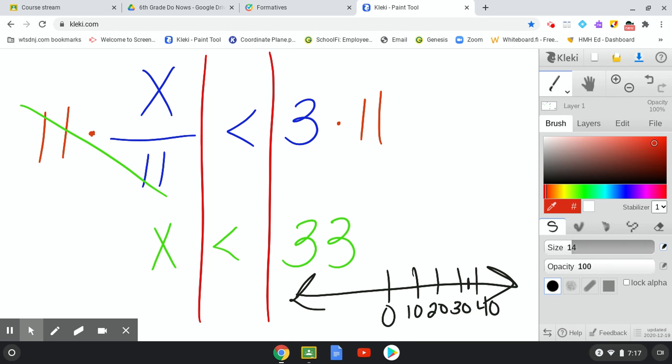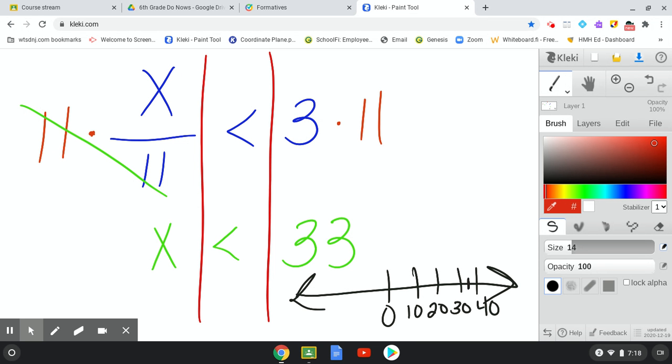And I look to see that my variable's on the left, which it is. That's step one. So I don't need to change it, and I'm just going to follow the direction of my inequality symbol. I'm then going to look to see if it's going to be an open or closed circle. It's going to be an open circle because I don't have the equal bar. I think I said closed. It's going to be an open circle.